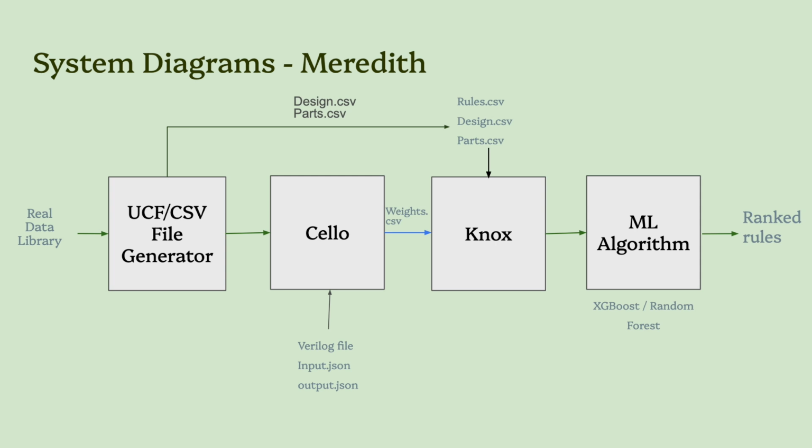Cello runs on those inputs and outputs expression scores for each design. Knox then evaluates user-defined rules against those designs. Finally, our machine learning algorithm, XGBoost or Random Forest, takes those rule evaluations and ranks them based on their predictive power for expression levels. The results? A ranked list of rules that tells you what design choices actually matter.